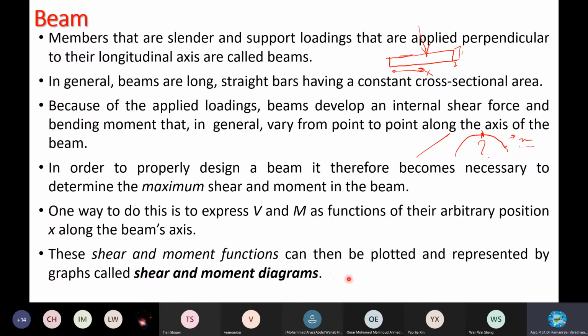These shear and bending moment functions can be plotted and represented graphically, called the shear moment diagram. All the diagrams that you are plotting, the shear force and bending moment diagrams, are called graphical analysis. Accordingly, you can take the plus and minus.